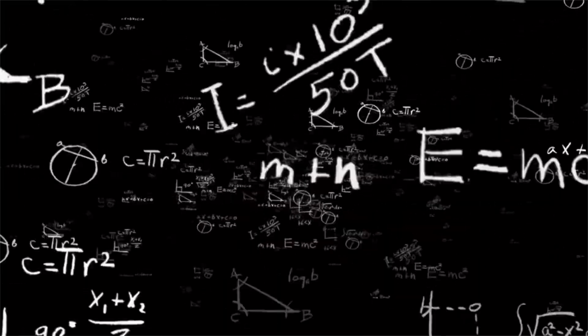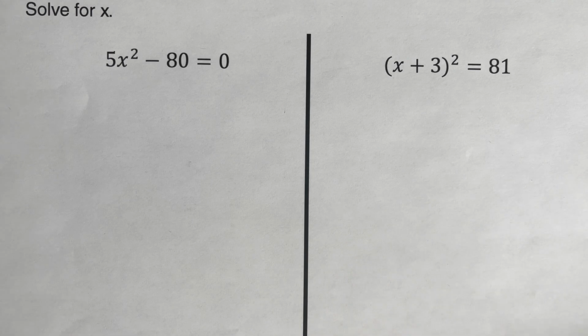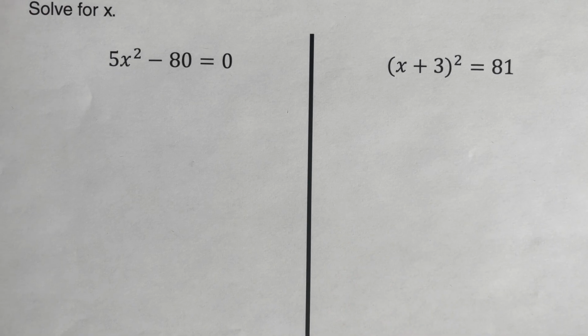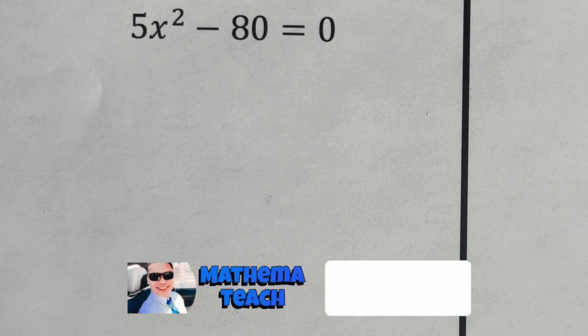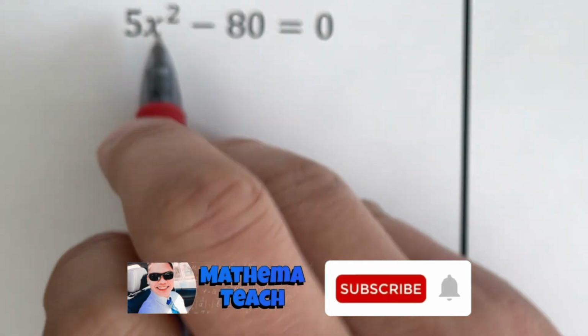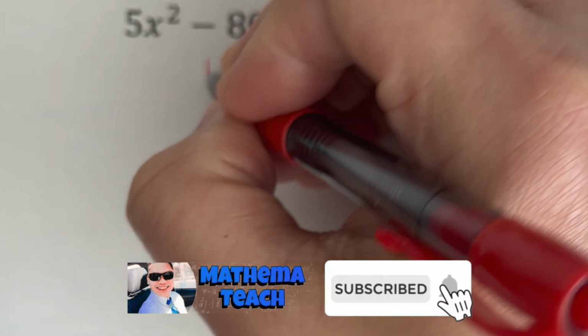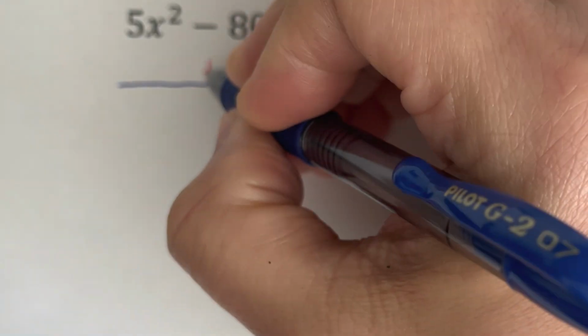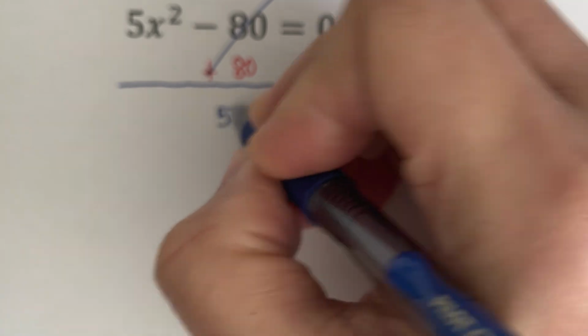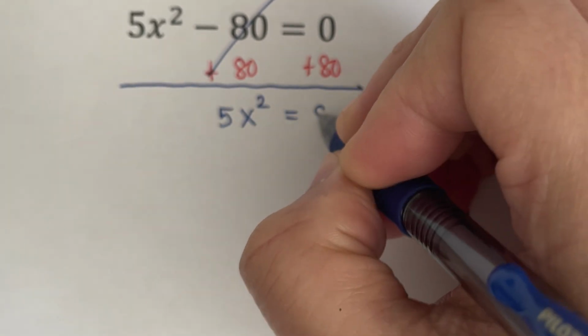Again, we are supposed to solve for x. So we are given 5x squared minus 80 equals 0. So then again, our target is to isolate x by itself. So then we can go ahead and add 80 to both sides so that we can have just x by itself there. So that's plus 80, and then plus 80 right there so that we can cross out the 80 on this side of the equation. So we are left with 5x squared is equal to 80.